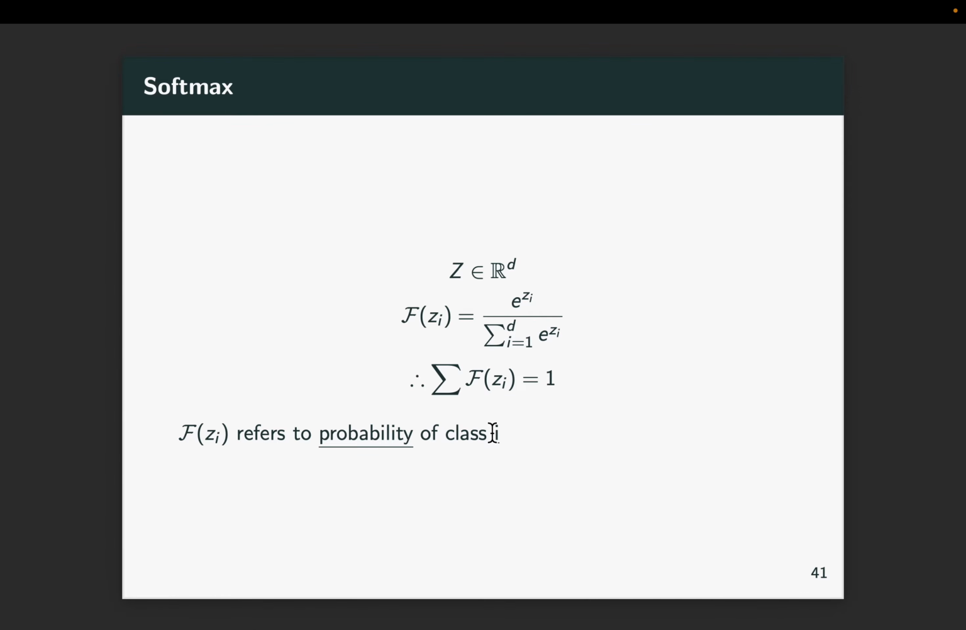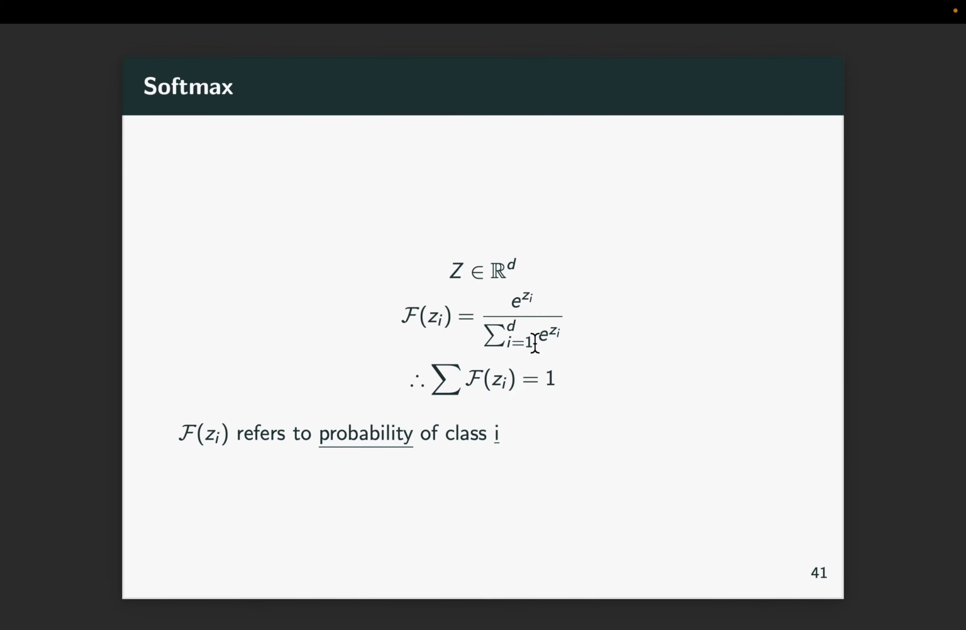One such function which we commonly use is known as the softmax function, which has these properties. We have a z, which is a k-dimensional vector if we have k classes. We have the function f of zi equal to e to the power zi divided by the sum of e to the power zj. Let's say we had three classes. We will learn the logits corresponding to class 1, class 2, class 3. Let's call them z1, z2, z3, and then you pass them through the softmax function.